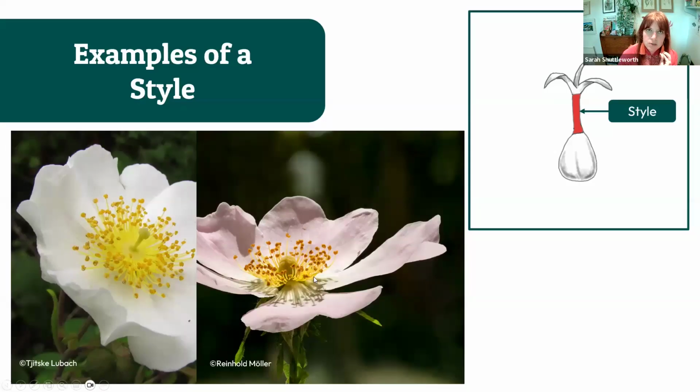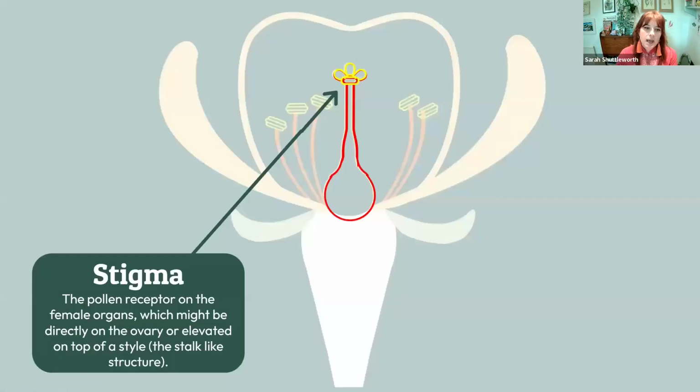And it does persist even into when you've got the hips. You can often see on the field rose hips the little style sticking out of the top. So really useful. And then, as we mentioned at the top, you do have the stigma. This is essentially the pollen receptor of the female organs, which might be, as I said, directly on top of the ovary or elevated up through the style.